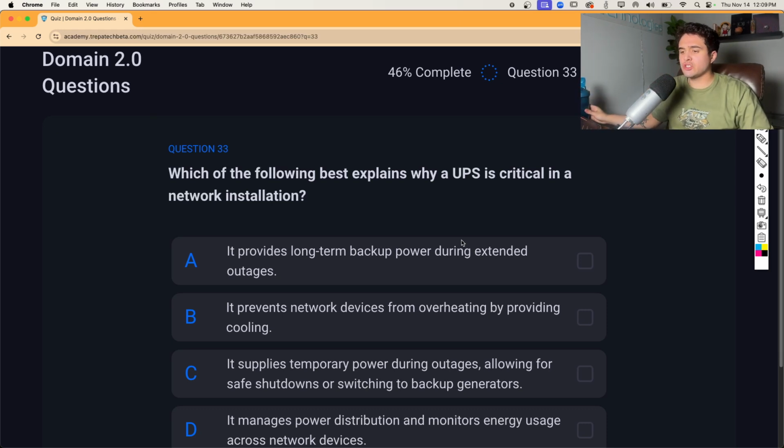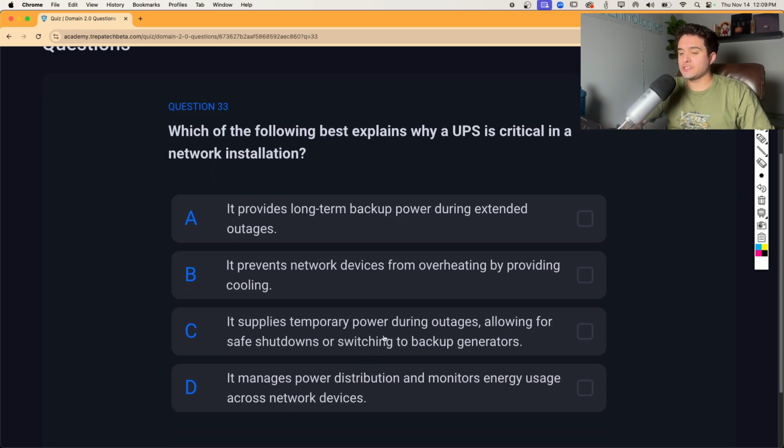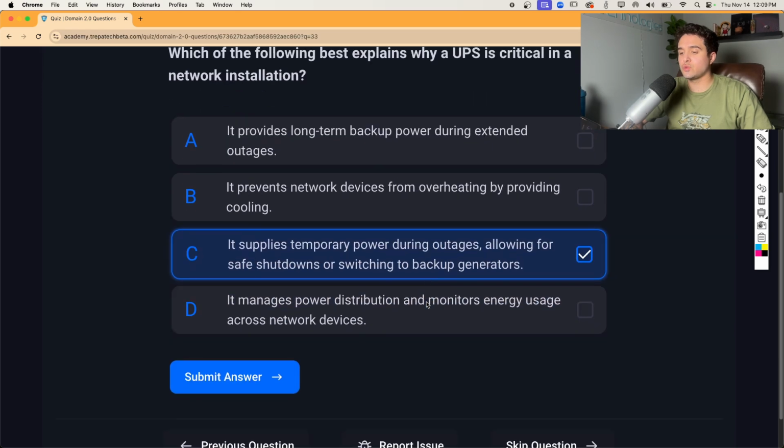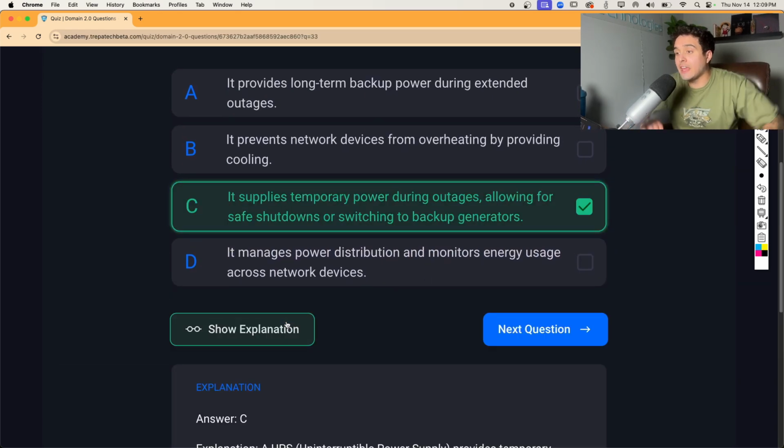I'm going to call it long-term. I would say C is going to be our good answer here. It supplies temporary power during outages, allowing for safe shutdowns or switching to backup generators. Yeah, in a big data center, that's what it's doing. It's just giving you enough time for the power to hopefully come back.